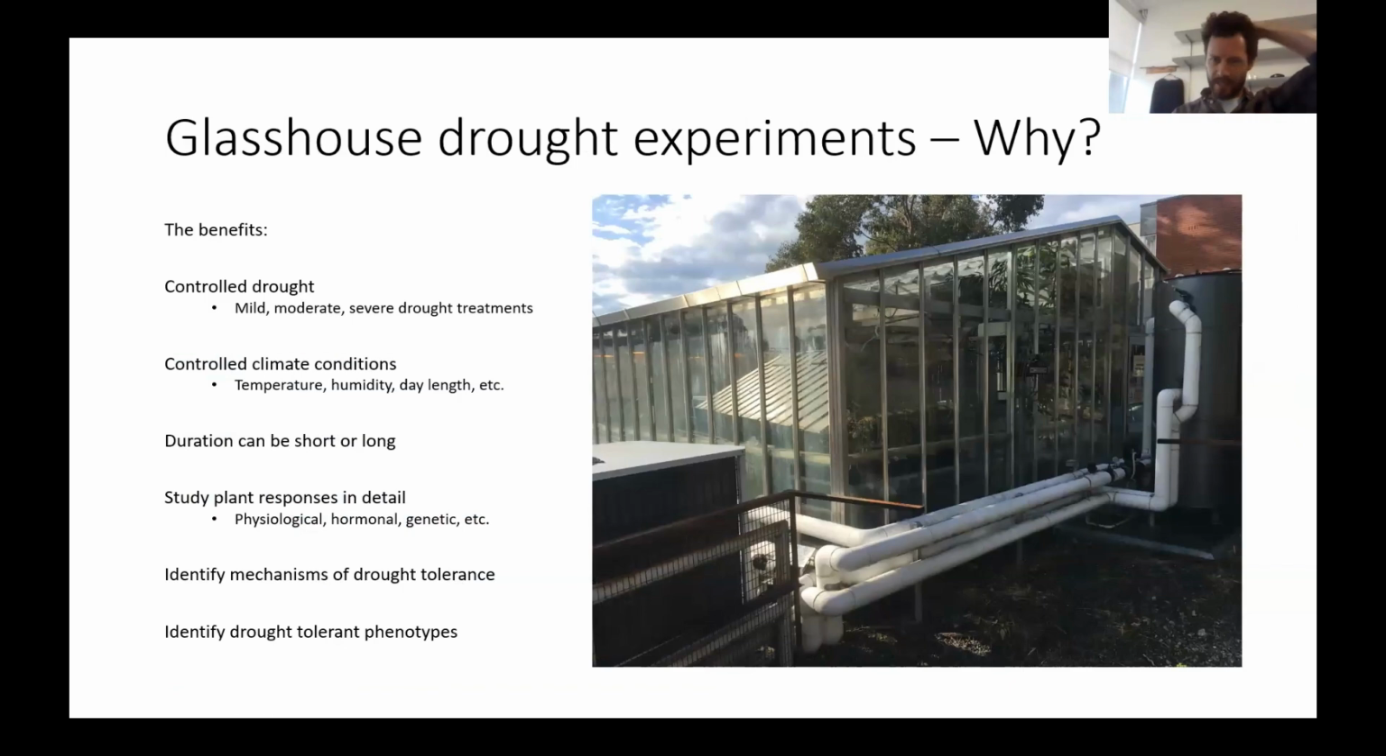So let's get down to the glasshouse experiments. Of course, there are many benefits. Essentially, you get to control the level of the drought, which you can't do so much with all these other approaches. You can control the temperature, the humidity and the day length.